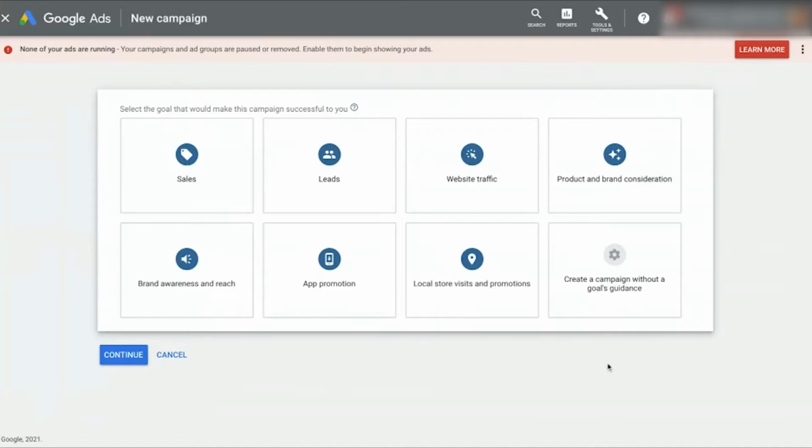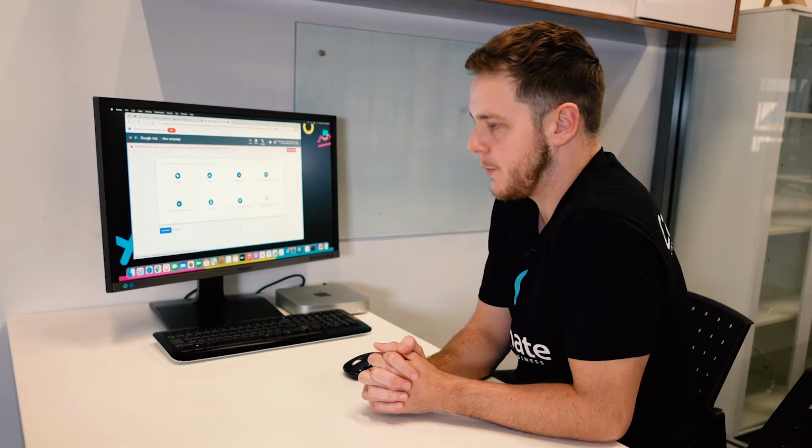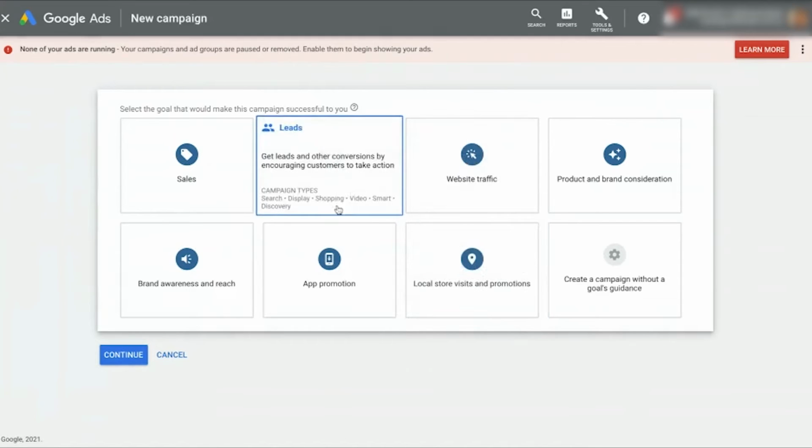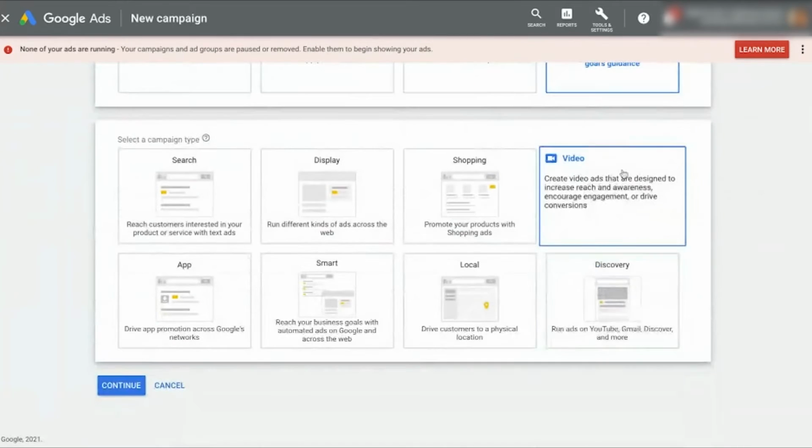Now what we like to do is create a campaign without goals guidance. Why is this? Because Google tries to sort of force you into doing certain things that you really shouldn't do or waste money on. In terms of automation, Google isn't quite there yet, but one day it probably will steal all of our jobs because it will just set up campaigns for you and you won't have to do much. But for now, we still like to have control over what we're doing.